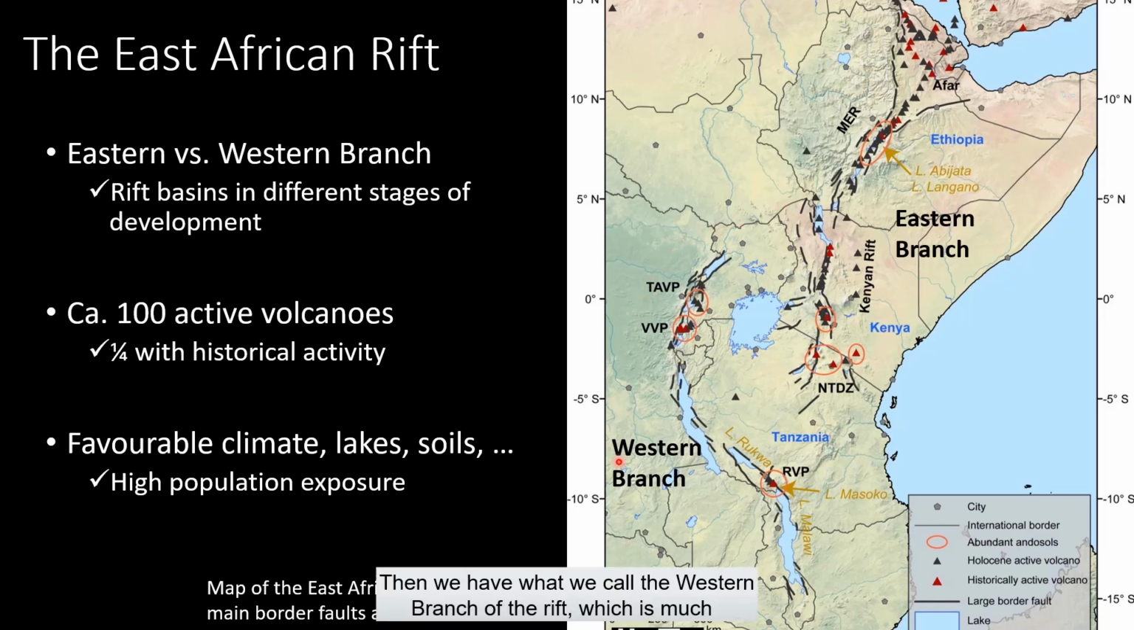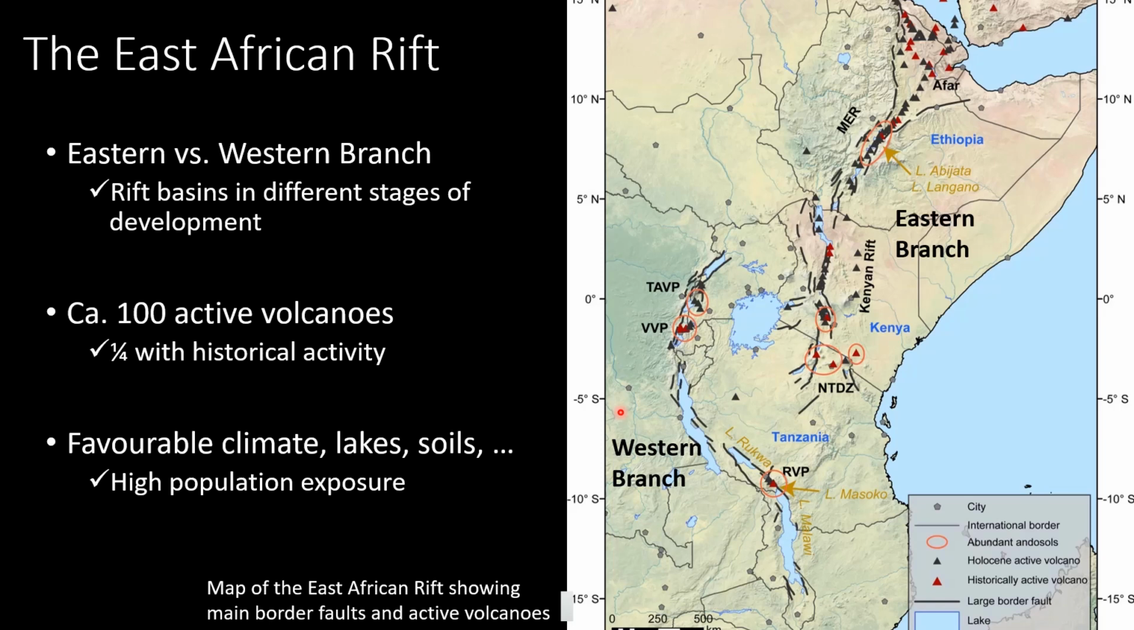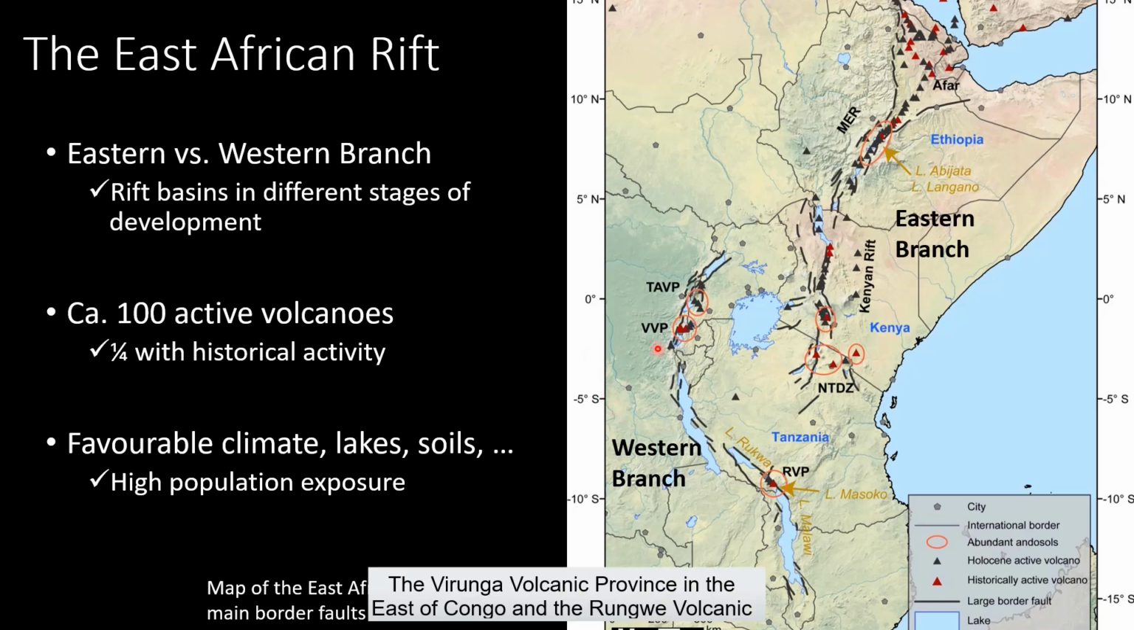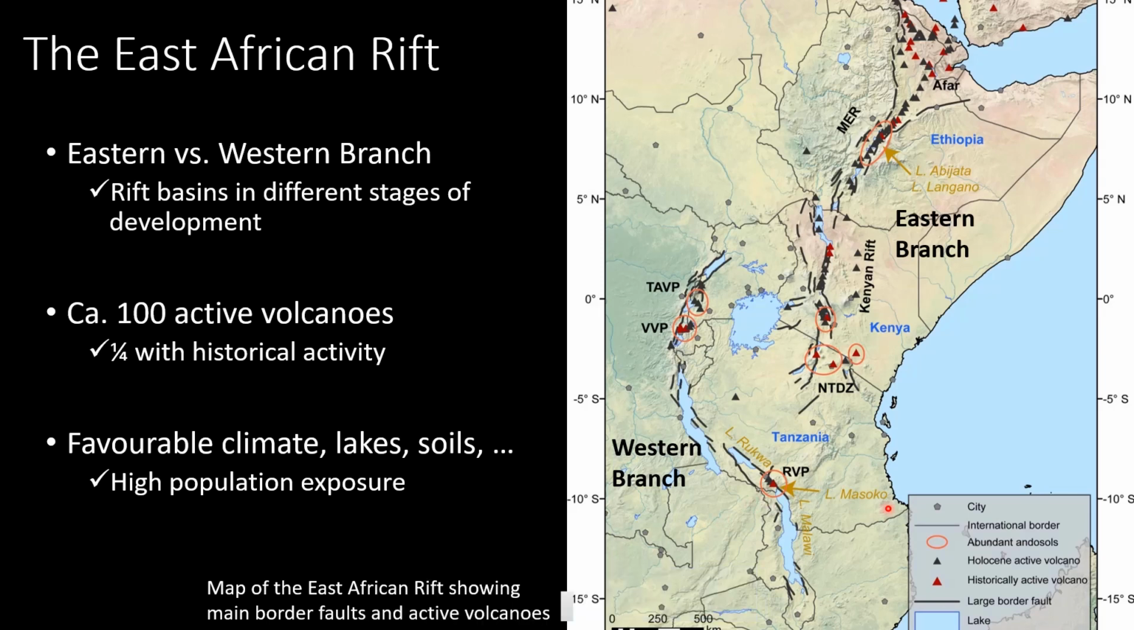Then we have what we call the western branch of the rift, which is much less magma-assisted, and is characterized by steep border faults and discrete zones of magmatism, which occur in structural accommodation zones, which we also call volcanic provinces. The Virunga volcanic province in the east of Congo and the Rungwe volcanic province in southern Tanzania are the volumetrically most important of these.